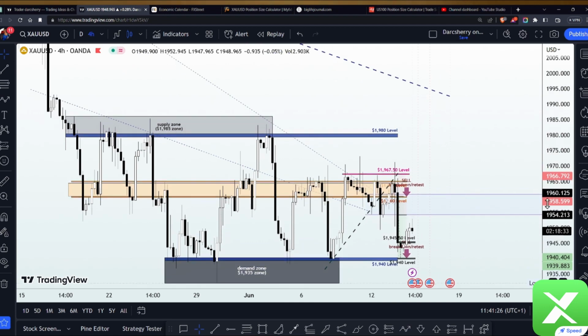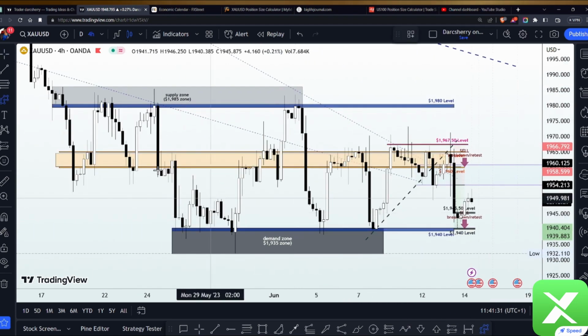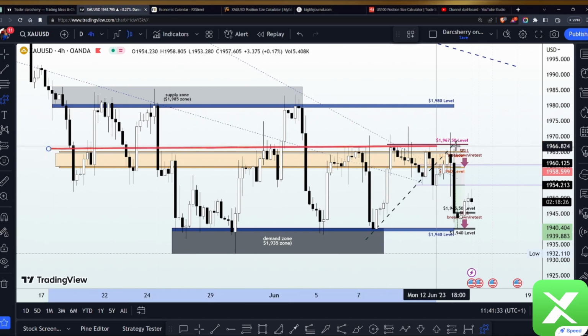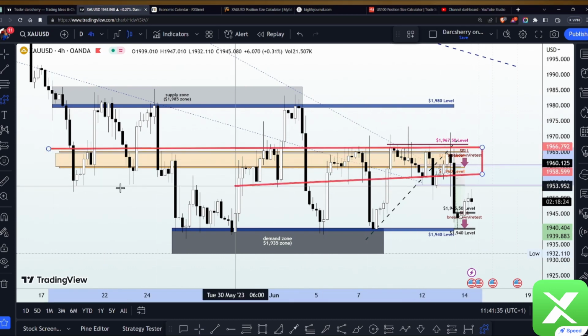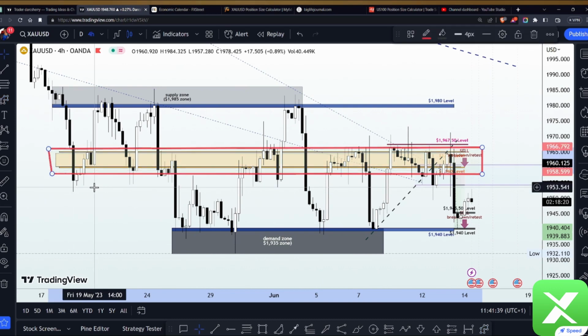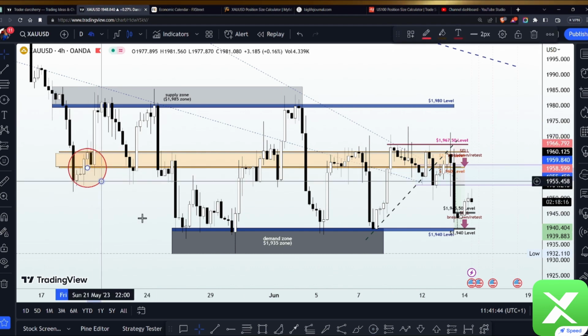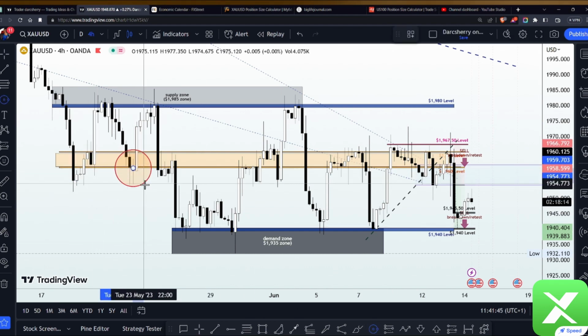Then in addition to the structure here, we had a key zone between the $1,960 level and the 1,965. So we had a zone here, which has also been a major determinant of price action. Look at it here. It was a demand zone at this point. It was a demand zone here.